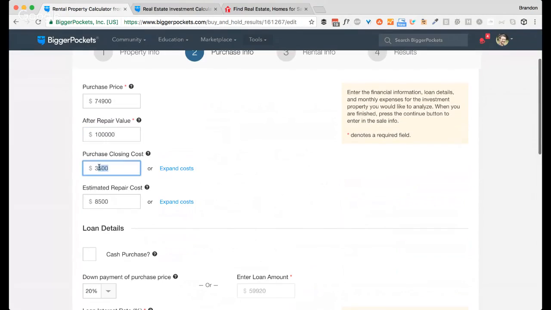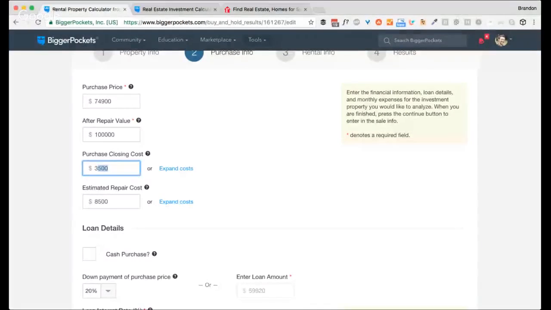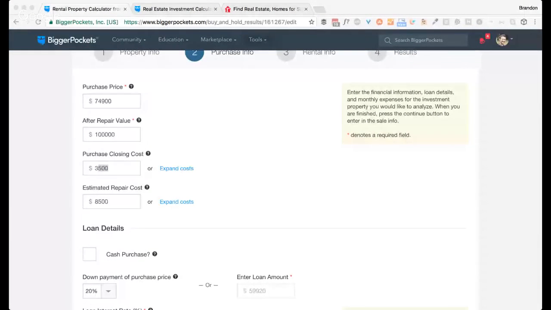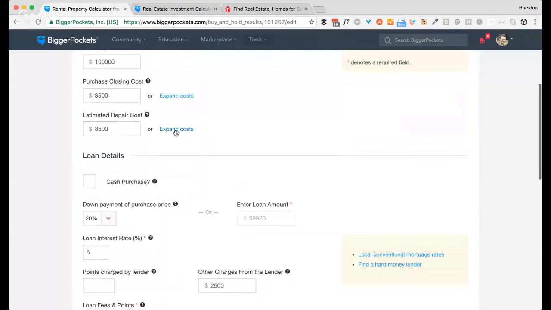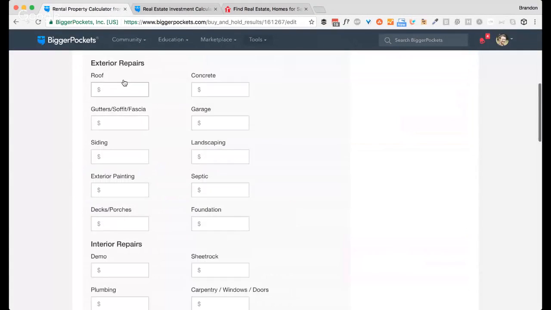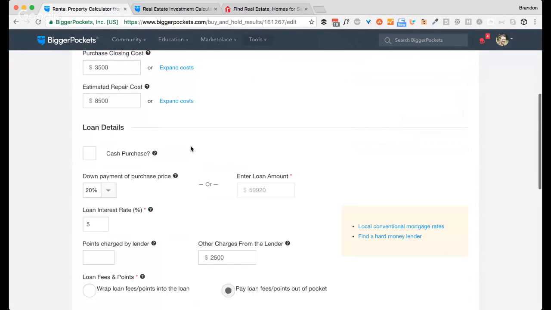Next, we've got purchase closing costs. Then we've got estimated repair costs. And if you struggle with repairs, check this out. You can click expand and actually go step by step: roof, concrete, gutters, garage, siding, landscaping. If you need help with that, just go step by step through that process.